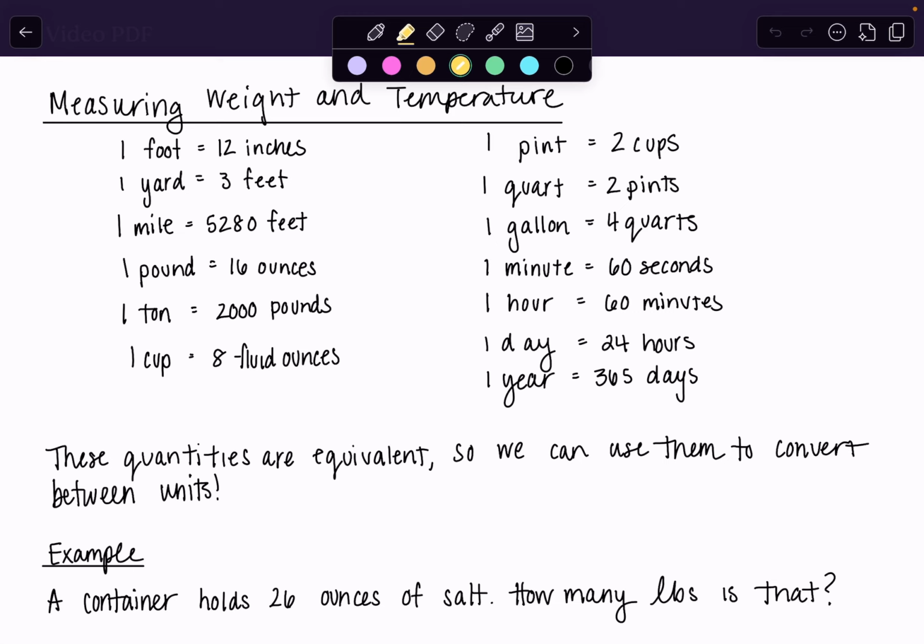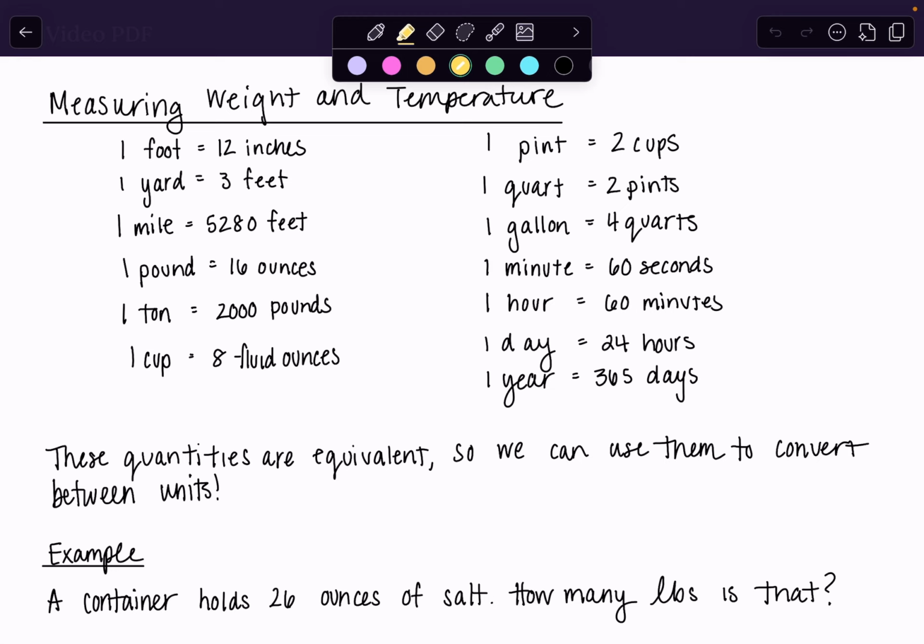1 pound is 16 ounces. 1 ton is 2,000 pounds. And then 1 cup is 8 fluid ounces. So those kind of deal with both weight and also some volume. And then 1 pint is equivalent to 2 cups. 1 quart is 2 pints. 1 gallon is 4 quarts. Those all deal with volume.